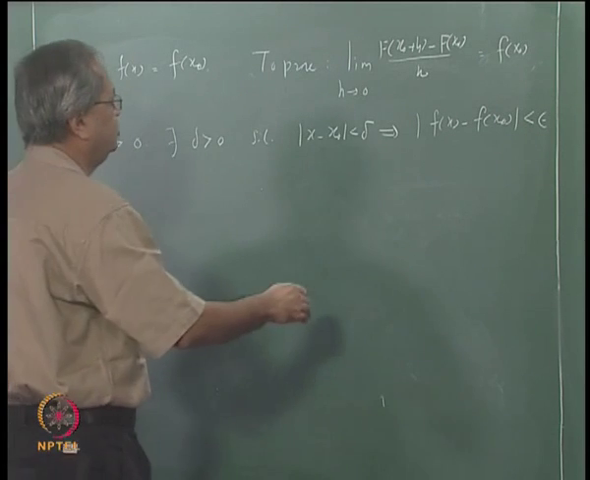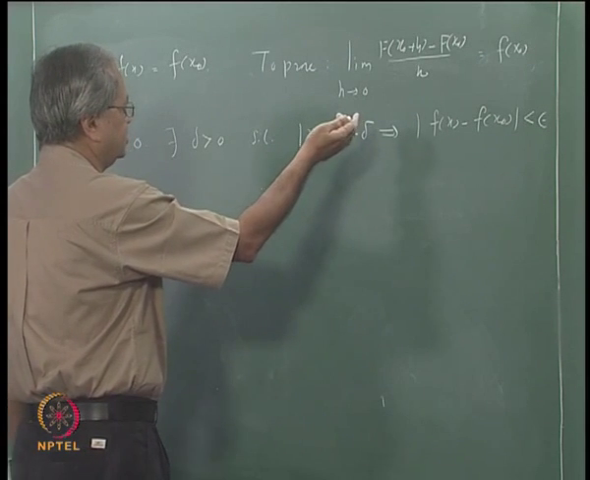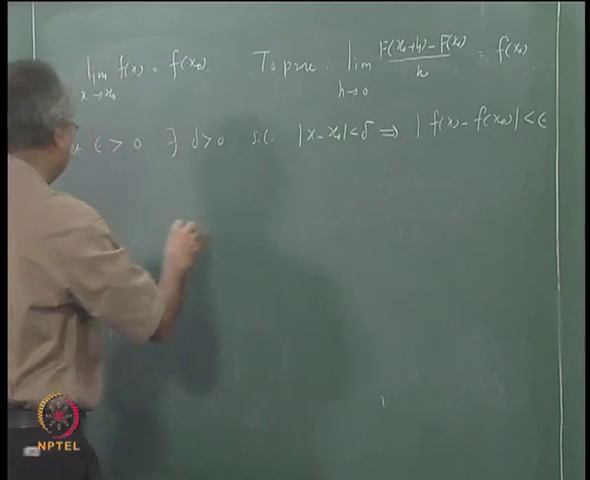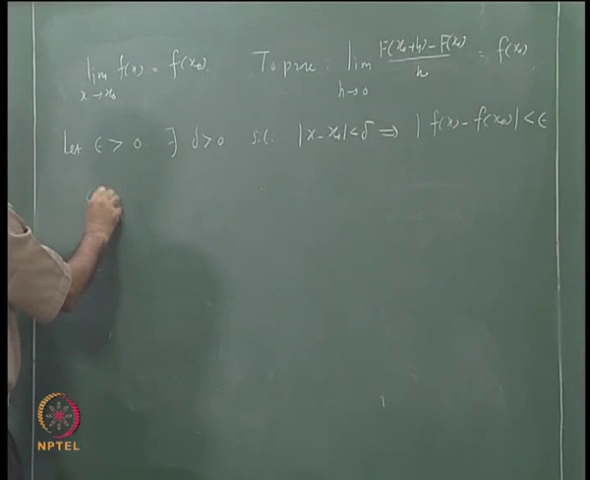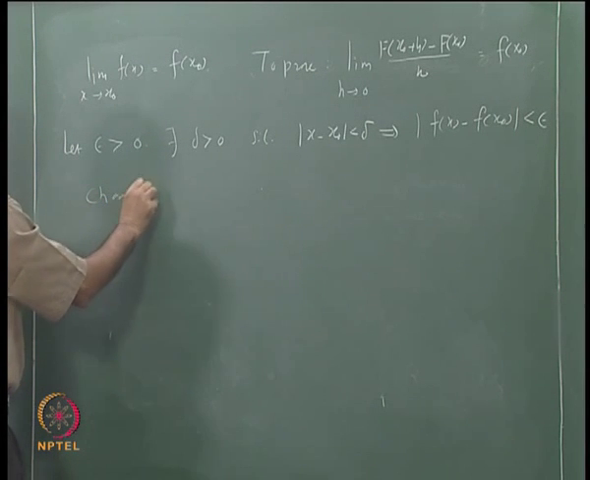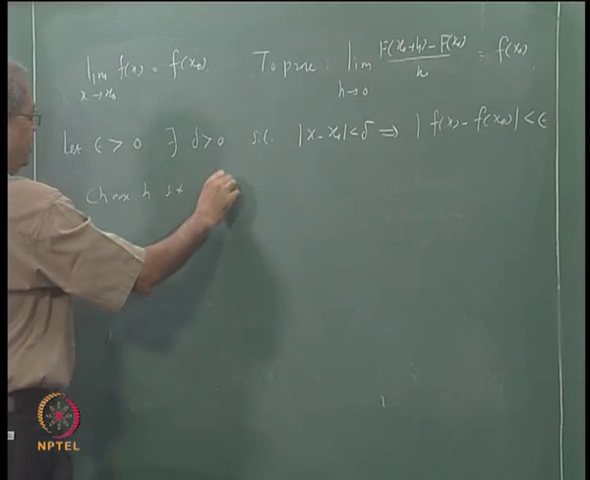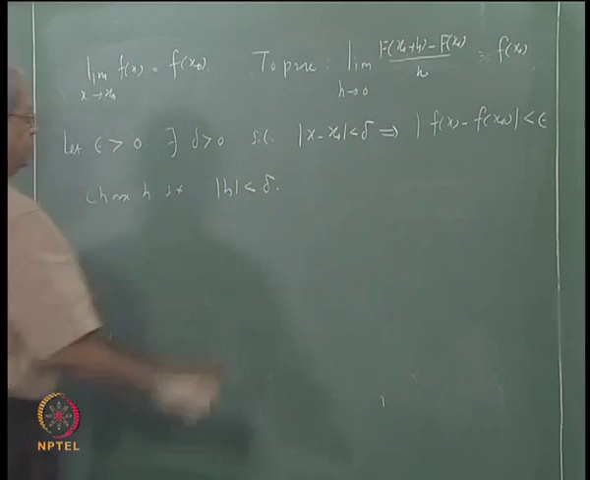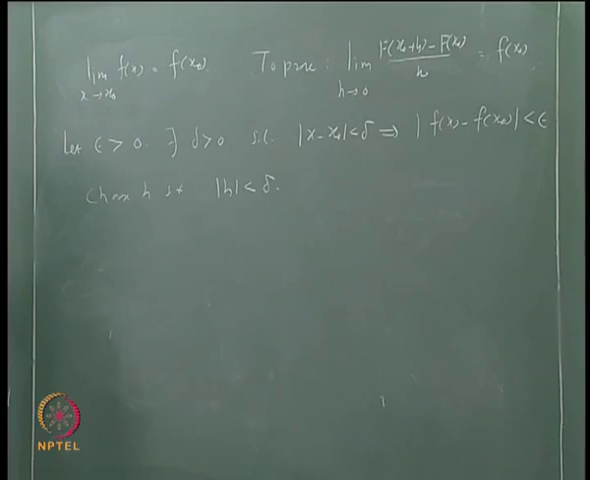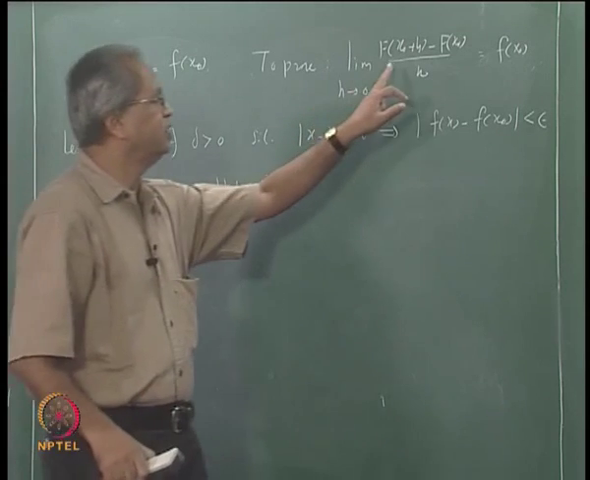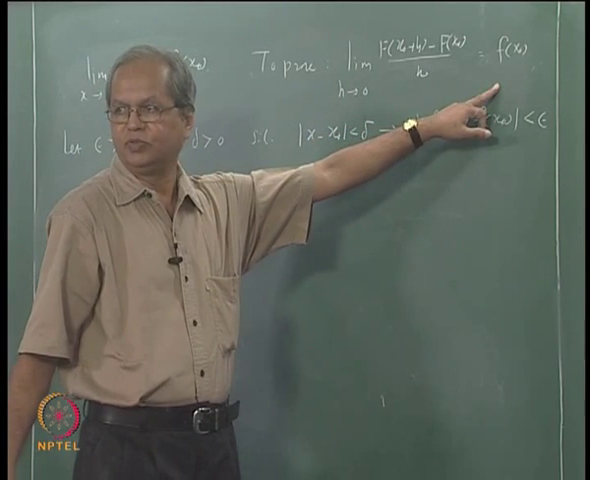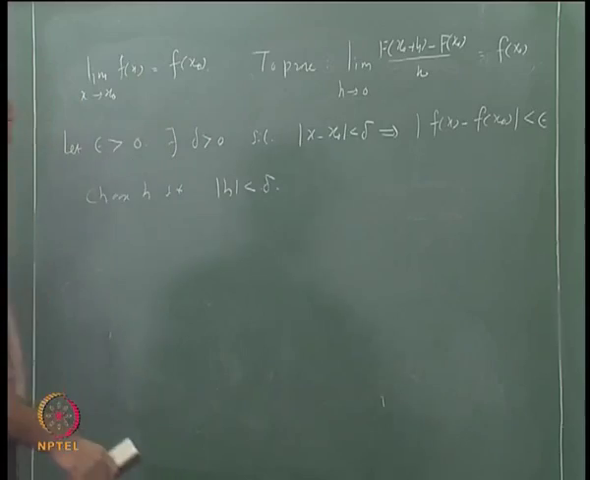Now suppose we choose h such that mod h is less than delta. Choose h such that mod h is less than delta. So we want to show that for this h, the difference between this and this must be less than epsilon.